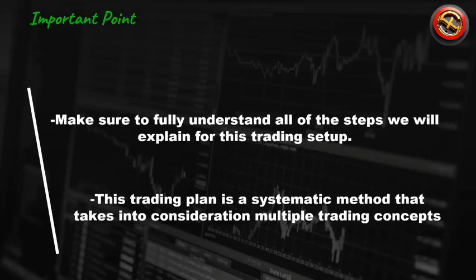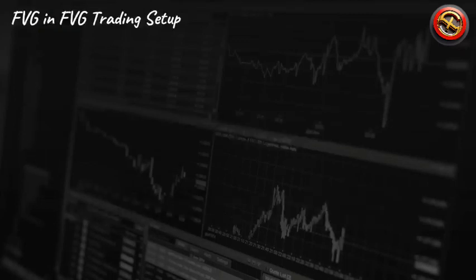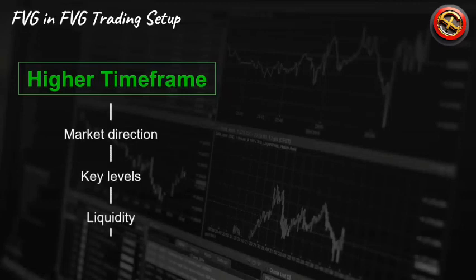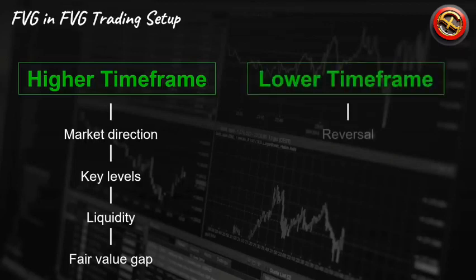Now let's get started. This trading plan consists of two major time frames. First, we have a higher time frame in which we will do most of our general analysis. We will read the market structure to find the direction, key levels, liquidity areas, and more importantly, fair value gaps, which are the optimal trading zones that might potentially provide us with a high-quality trading setup. In the second part, we will zoom into our lower time frame to find confirmation and enter the positions.